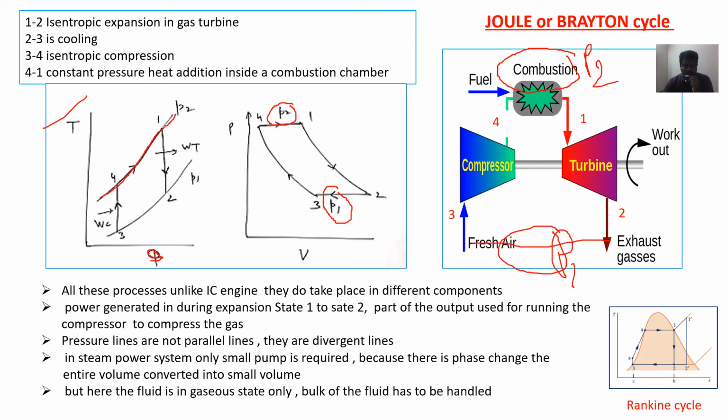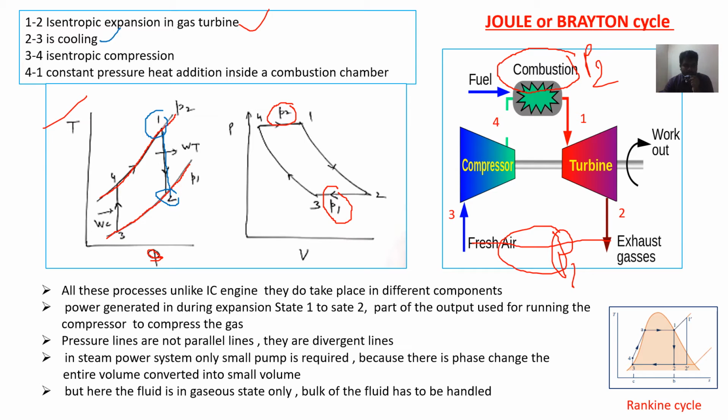P2 is the constant pressure line for heat addition. P1 is the constant pressure line for heat rejection. Now the total cycle is working between the two pressures. Again, the process 1 to 2 is the isentropic expansion. Since it is an isentropic process, the line is a constant vertical line. Entropy is constant.